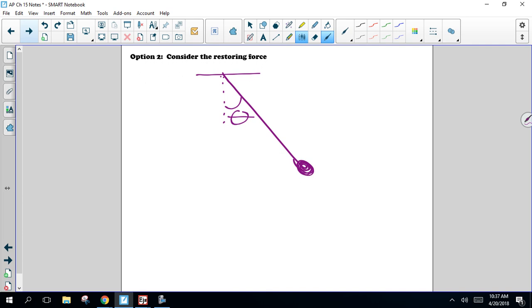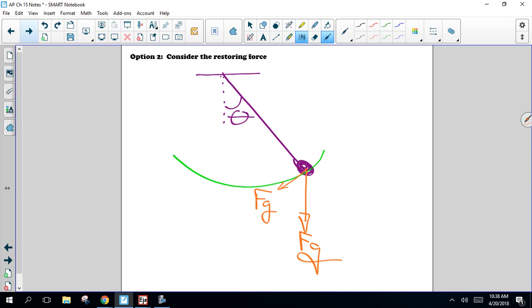Is, when I let this thing go, it's going to swing like this, right? The force that's pulling it back towards the center is not all of gravity, right? Here's my force of gravity. What I really care about is the component of gravity that goes that way, right? So what do we want to call that? FG, that way?